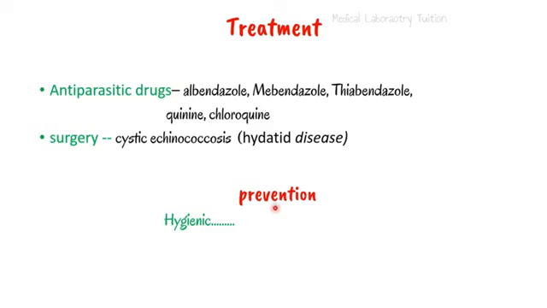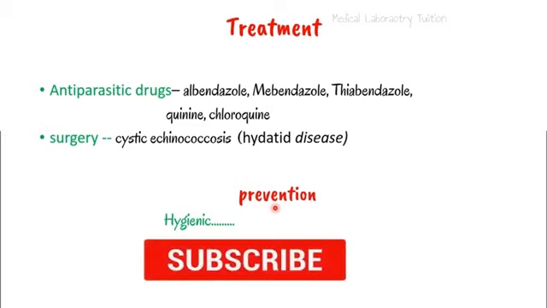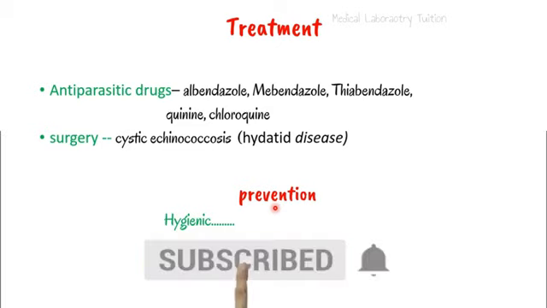Finally, prevention. One thing in prevention is that we have to maintain hygienic conditions, because most parasites are transferred by the fecal route. Always wash hands before taking food. Do not eat raw food, always cook it. And we can use RO water or boiled water according to requirement. So these are the things that come under prevention.